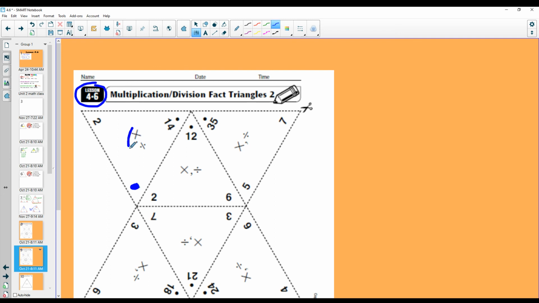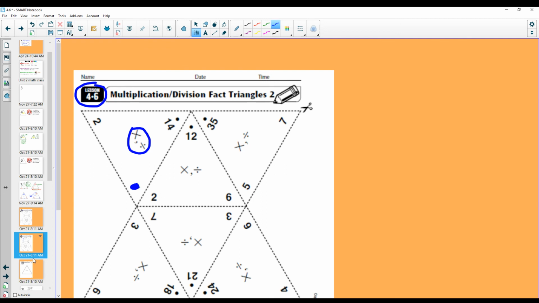Just like you practice your addition and subtraction ones, this gives you another way to practice your multiplication facts. So remember, be on target today and practice making fact families using multiplication and division.